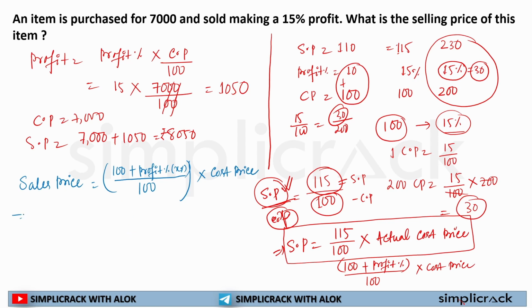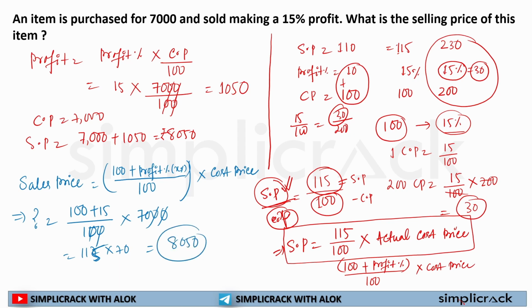So in this question, the sales price was not known, right? So 100 plus 15, divided by 100, multiplied by cost price, which was 7,000. If I solve it, 100 plus 15 is equal to 115 multiplied by 70, and I will get my answer, that is 8050. If you solve it, you will get the answer. This is how we will be solving in our upcoming questions, and this is the formula for it.